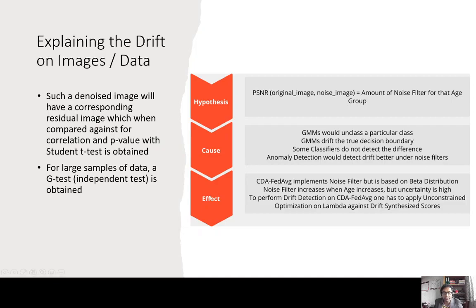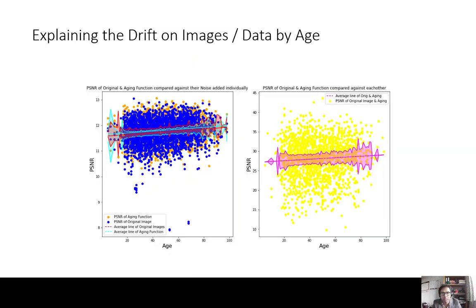Then the effect is that the CDA fed average method, you can take a look at the CDA fed average paper where it mentions the beta distribution. It uses a lambda noise filter based on a beta distribution. The noise filter increases based on a beta distribution. It's an algorithm basically. So here actually the noise filter increases when the age increases, but uncertainty is high, as we see in the example here.